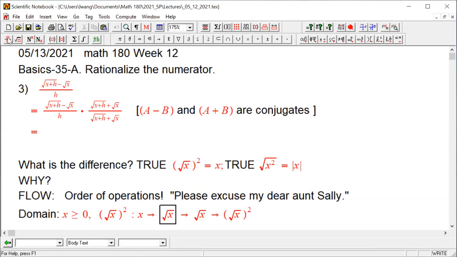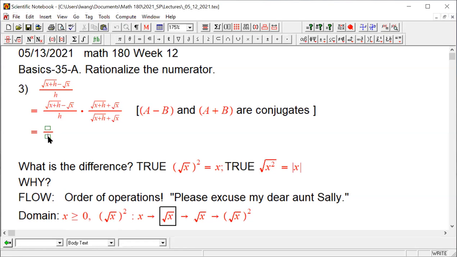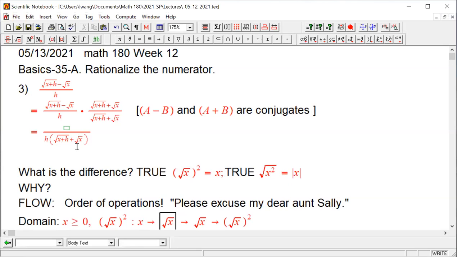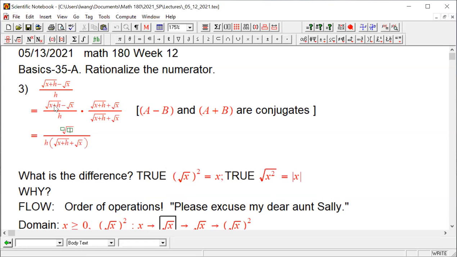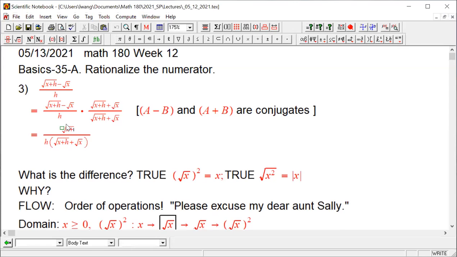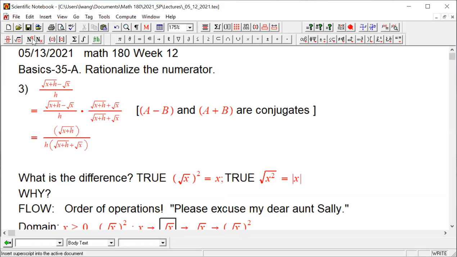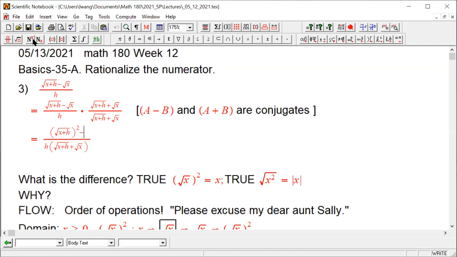And then we're gonna have the denominator. Don't multiply the denominator, okay? Don't multiply h with the inside. Just stay that way, okay? Keep my advice. So x plus h squared minus root of x squared.